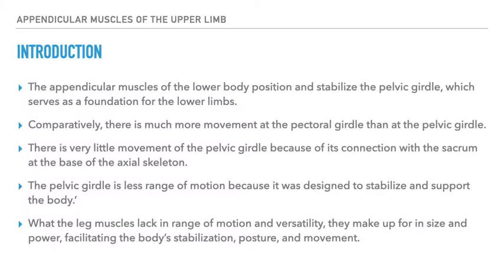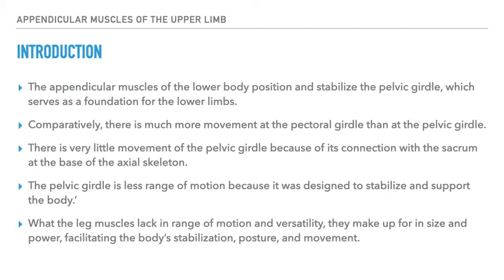The appendicular muscles of the lower body are there to position and stabilize the pelvic girdle, which of course serves as a foundation for the lower limbs. There's a lot less movement in the pelvic girdle compared to the pectoral girdle, and that is because of its connection with the sacrum at the base of the axial skeleton. The pelvic girdle has less range of motion because it's there for stabilization and support of the body.